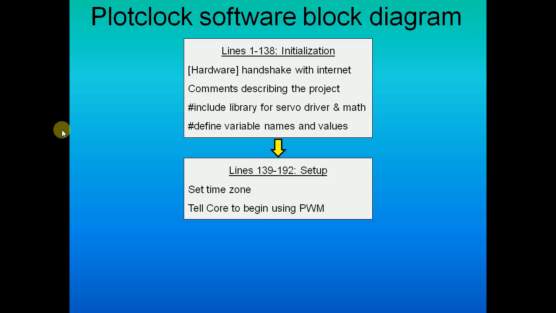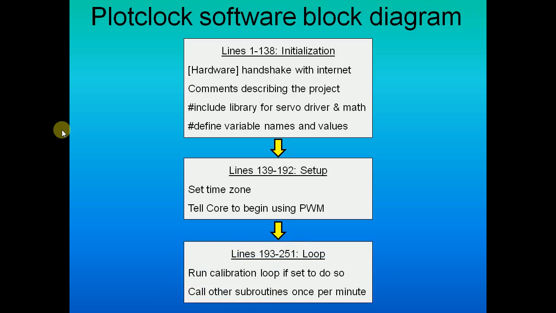Next, what happens in the lines from 139 to 192 is the setup section of the code. From there, we set the time zone, and we also tell the core to begin using PWM, which is pulse width modulation. That simply means we use some of the output pins to give it variable voltages in the form of pulses, and it can understand by communicating in a serial fashion how to tell the servos what to do.